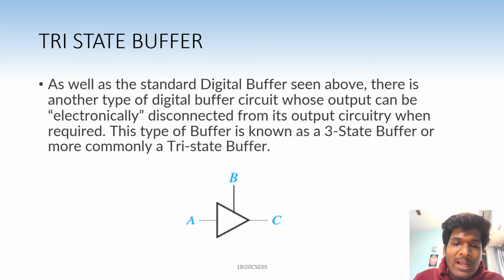Tri-state buffer. As well as the standard digital buffer that was seen in the previous slide, there is another type of digital buffer circuit whose output can be electronically disconnected from its output circuitry when required. This kind of buffer is known as a three-state buffer. This means that when a buffer is functioning, if we don't want the output at a particular time, the output can be disabled using the enable input B. The equivalent circuit for this is given in the next slide.